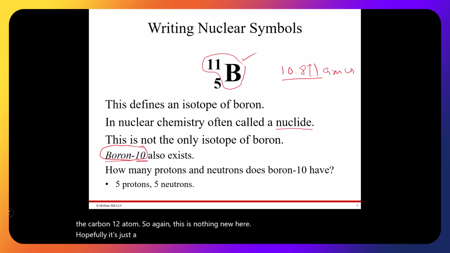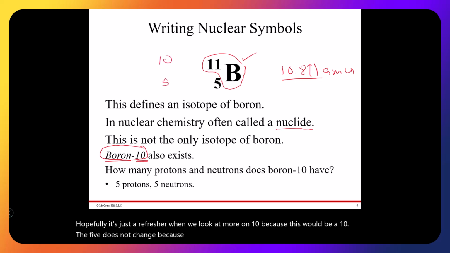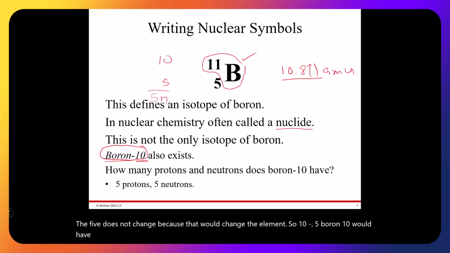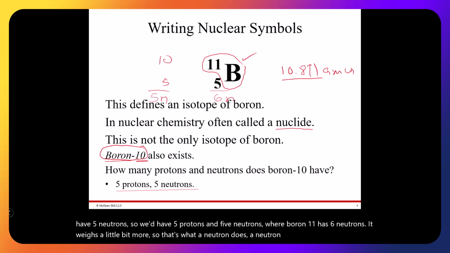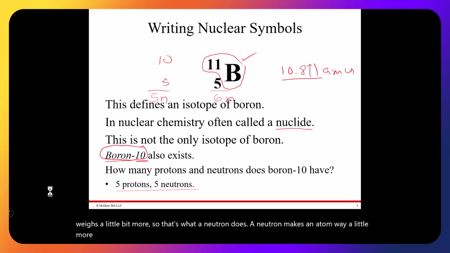When we look at boron 10, the 5 does not change because that would change the element. So 10 minus 5, boron 10 would have 5 neutrons. So it would have 5 protons and 5 neutrons, where boron 11 has 6 neutrons. It weighs a little bit more. So that's what a neutron does. A neutron makes an atom weigh a little more than an isotope that has fewer neutrons.